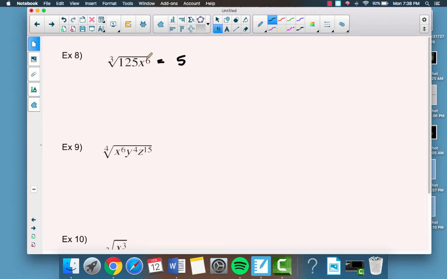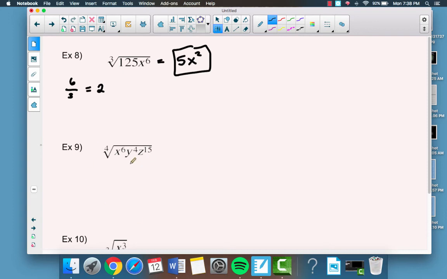So if I take the exponent of the variable, 6, and I divide it by my index, 3, so 6 divided by 3, what's that get us? 2. So that tells me that I'm going to have an x to the 2nd. And then there's my final answer. Okay, so all I did was divide the exponent by the root, and then I solved.